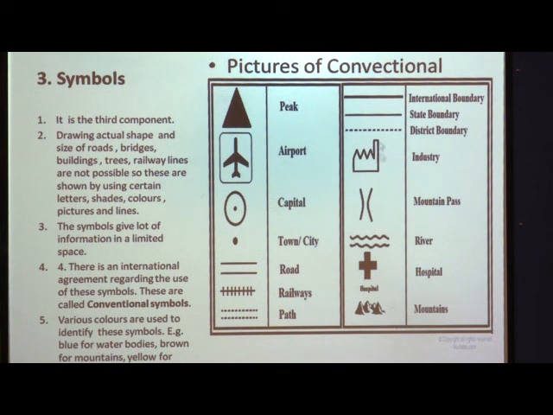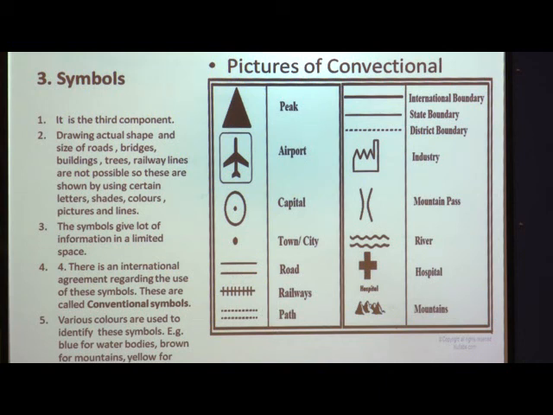So these are the symbols, children. Like rivers, we show this symbol. If you want to show a hospital, we cannot draw a hospital, so we show it by using this symbol, plus. Again for mountains we draw like this. If you want to show an airport, we draw the picture of an aeroplane. If you want to show a capital, like this circle and dot. If you want to show railways, we show this symbol. Then for road, we draw these two lines, and the dot dot is used for showing the path.